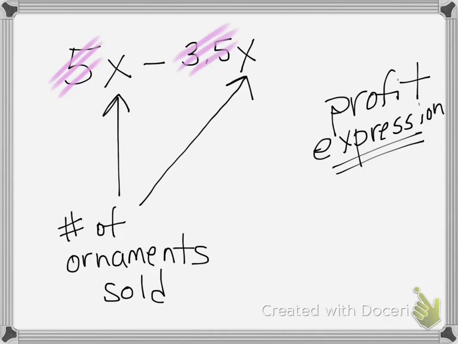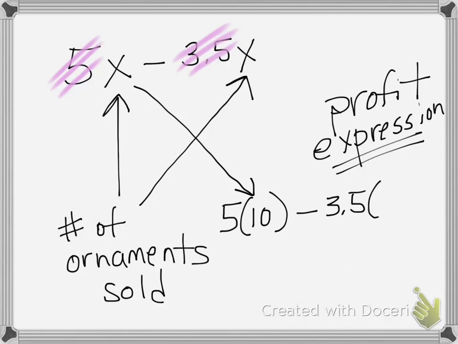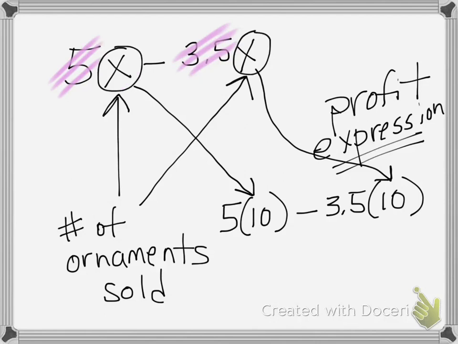So this x, let's say we want to know how much money are we going to make if we sell 10 ornaments. What we do then is we plug in 5 times 10. Here's our x now, 10, minus 3.5 times 10. And again, here's our x, and these are the same. So x here and x here both equal 10. They don't change. The two x's are always going to stay the same. We can change what x equals, because we are plugging this in.